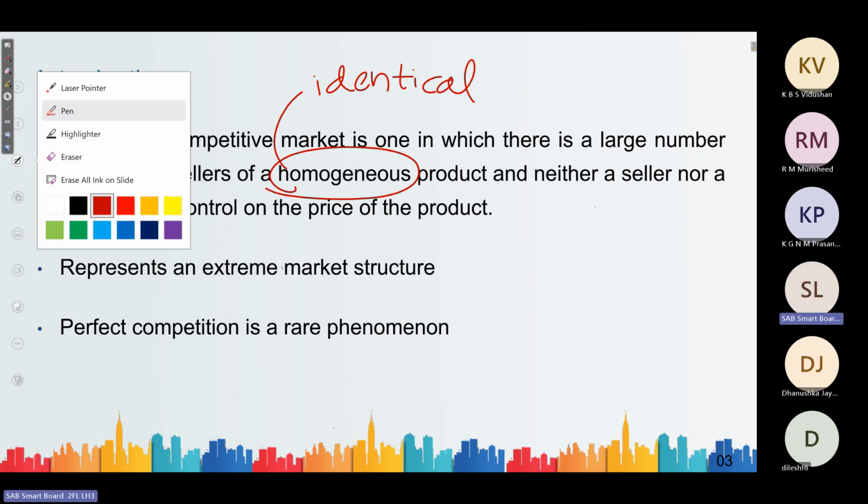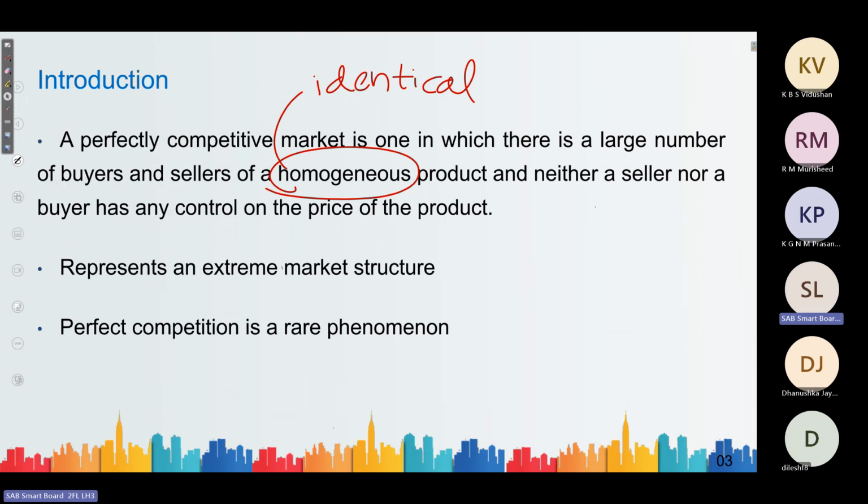So we identify three features. There is a large number of buyers. Also, there is a large number of sellers. And the product is homogeneous. And neither a seller nor a buyer has any control over the price of the product.